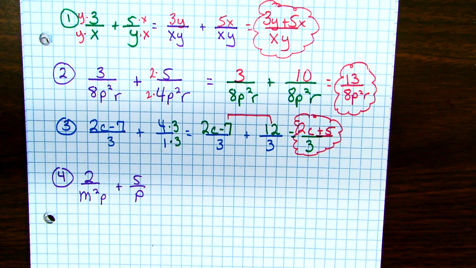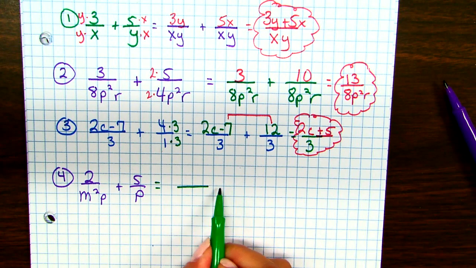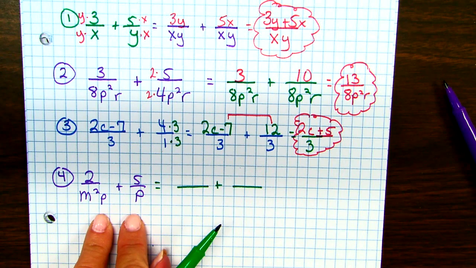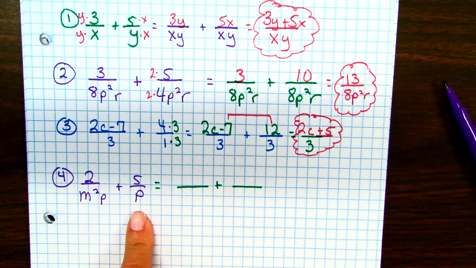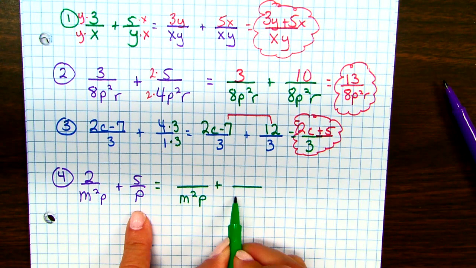What would our common denominator be? Yeah, this is scary. Okay. Common denominator, m squared and p, right? They both have a p. We're going to keep that. This guy has an m squared, but this guy doesn't. We're going to keep that. Everything has to be represented.